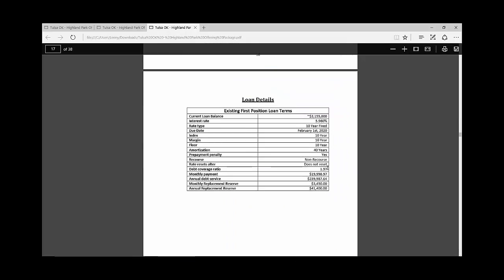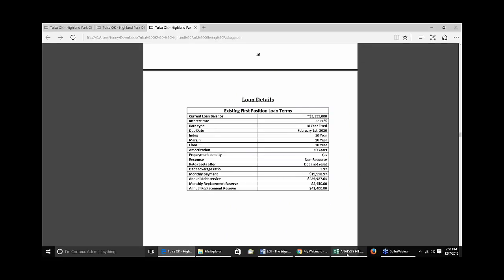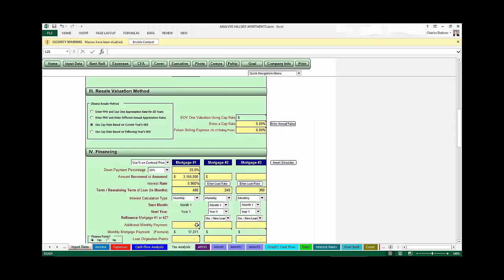Does it tell you how much though? What the monthly payment is? Almost $20,000, and I think we came up with about $17,271. I bet you the difference is in the outstanding loan amount. They said approximately 3.155. It's obviously going to be a little bit more.